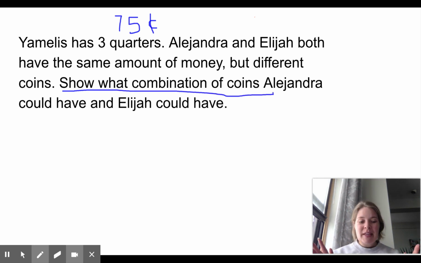It doesn't have to be 3 coins. It can be any number of coins. I want you to come up with one idea for Alejandra and one idea for Elijah. What kind of coins could they have? Press pause on the video. Make up some coin combinations to make 75 cents, and then come back, and I'll show you 2 ideas as well.